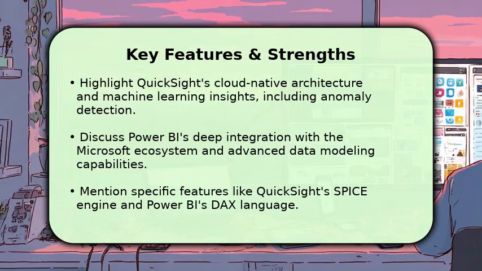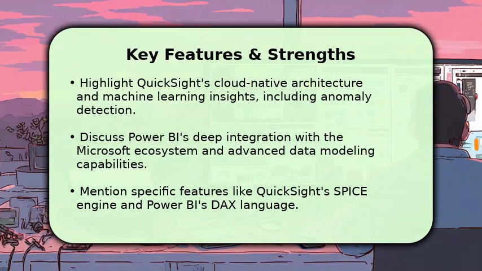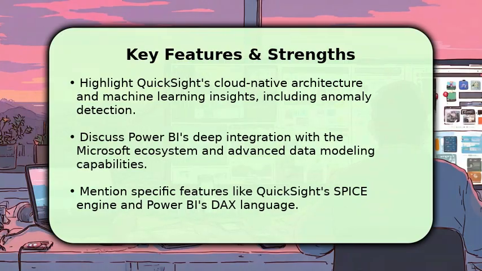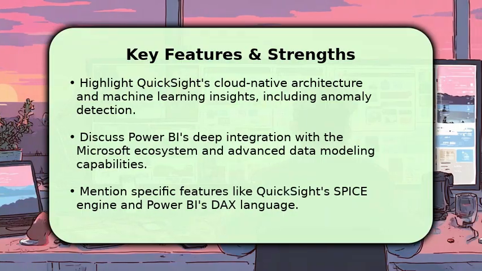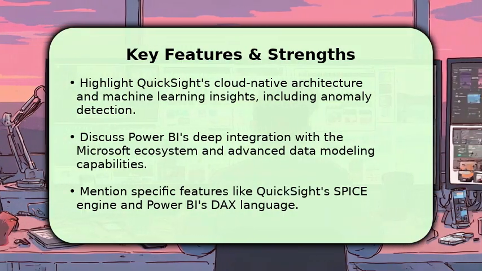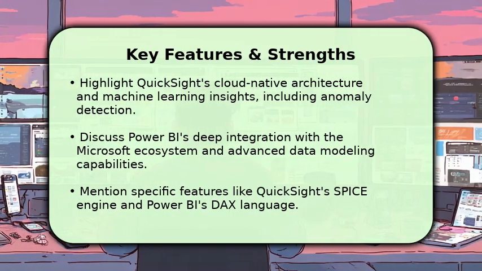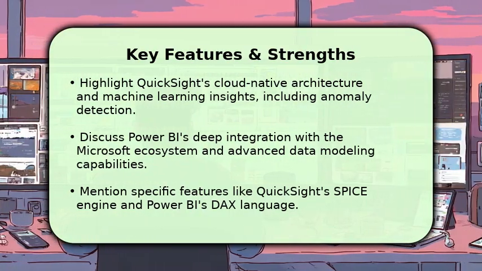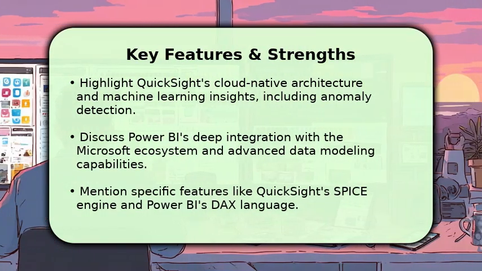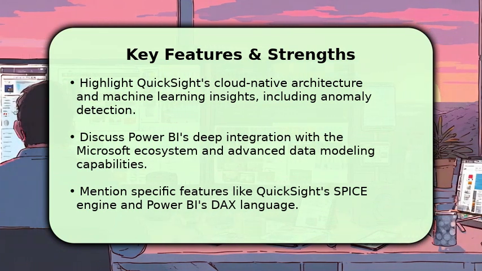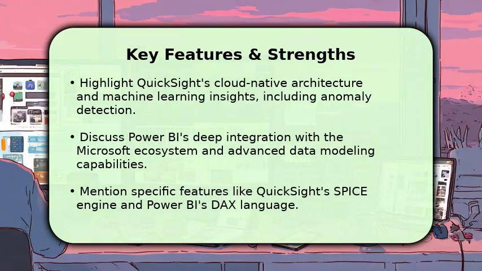AWS QuickSight shines with its cloud-native architecture and machine learning-powered insights, like anomaly detection and forecasting. Its SPICE in-memory engine ensures rapid query performance, handling hundreds of millions of rows. Power BI, conversely, integrates seamlessly within the Microsoft ecosystem, offering robust data modeling capabilities with its powerful DAX language. It excels in complex data transformations and interactive dashboards, leveraging its extensive connector library for diverse data sources.